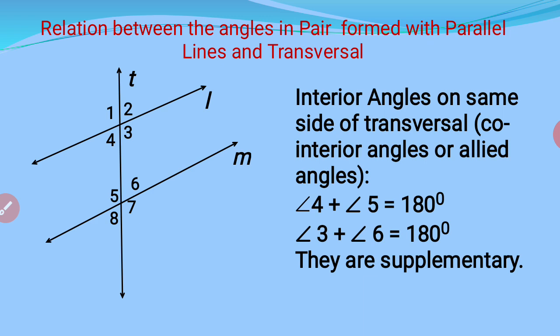Similarly, angle 3 and angle 6 are also known as interior angles on the same side of the transversal, and as the lines are parallel, these two angles add up to 180 degrees. That means interior angles on the same side of the transversal are supplementary if the lines are parallel. These pairs of angles are also known as co-interior angles or allied angles.